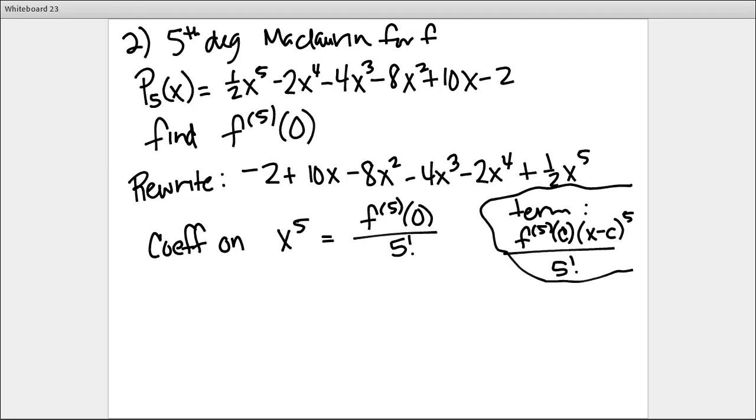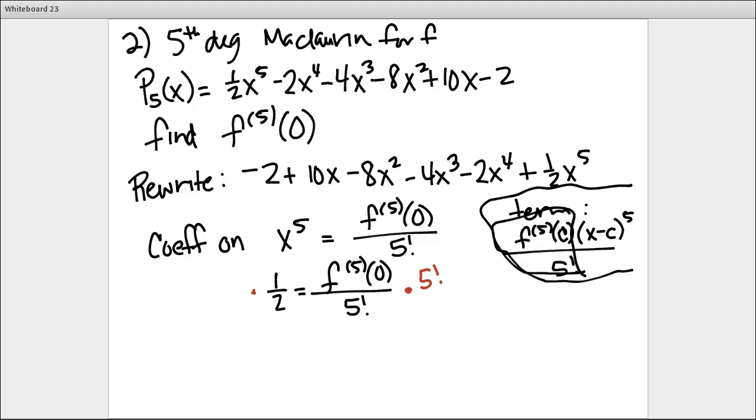But your c is 0 here because it's Maclaurin, and so that's how I know. The coefficient would just be the number in front of it, right? There's your coefficient. So that's where I'm getting that. But we were given the coefficient on x to the 5th. It's 1/2. 1/2 is equal to the 5th derivative evaluated at 0 over 5 factorial.